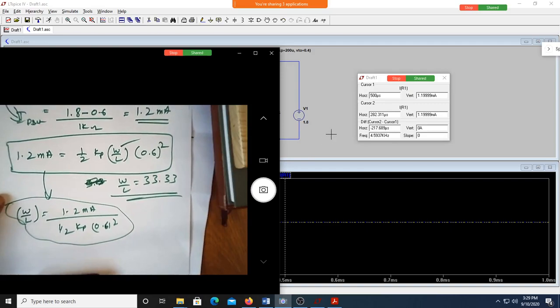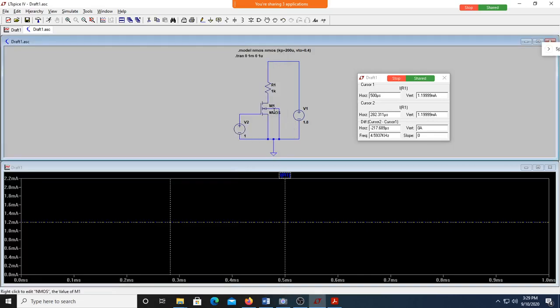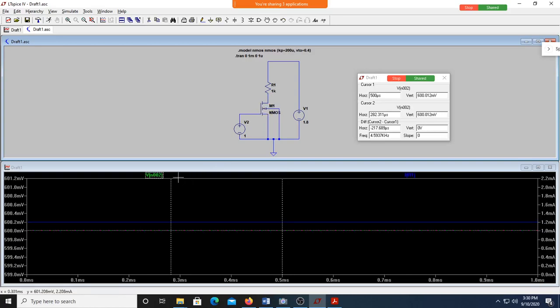Now, is the MOSFET operating at the verge of saturation? Because W by L, I made it equal to 33.33. Can we find what VDS is here? What should be VDS for the verge of saturation? VDS is 0.6. Shall we measure? See here, is it not 0.6? 600 millivolt. Correct? Yes, perfect, sir. Are you satisfied with the problem solving?